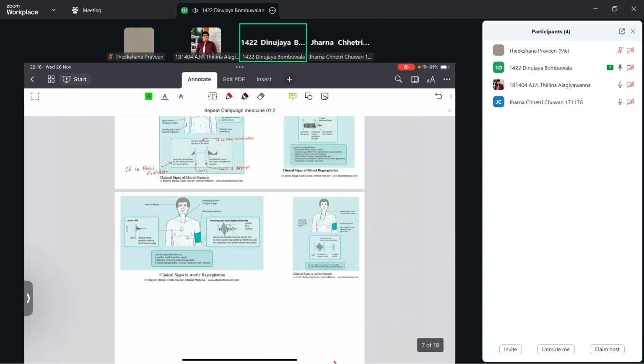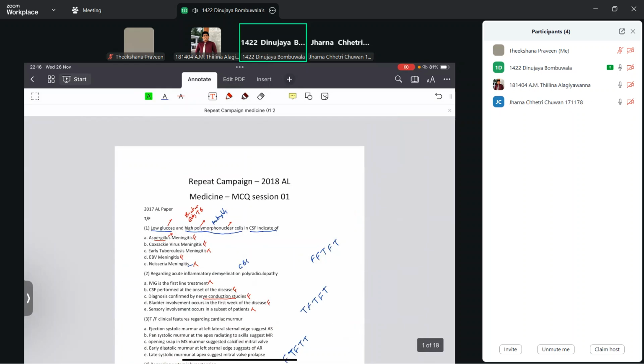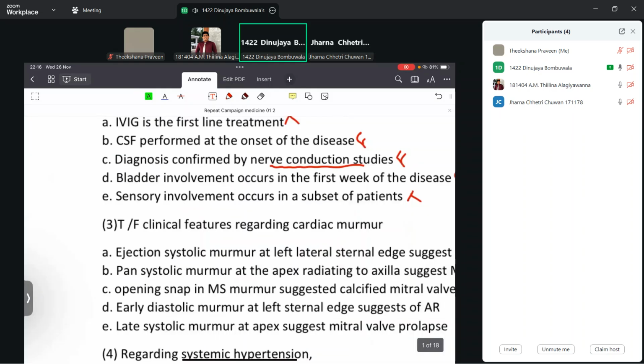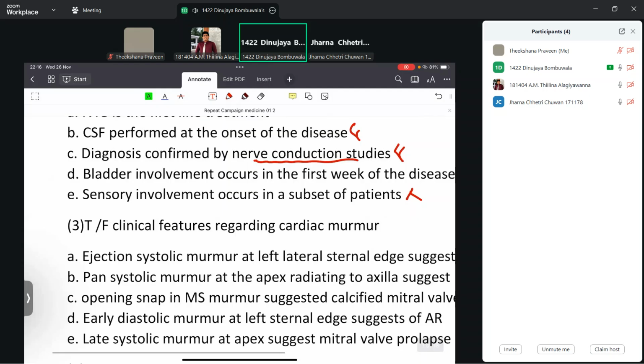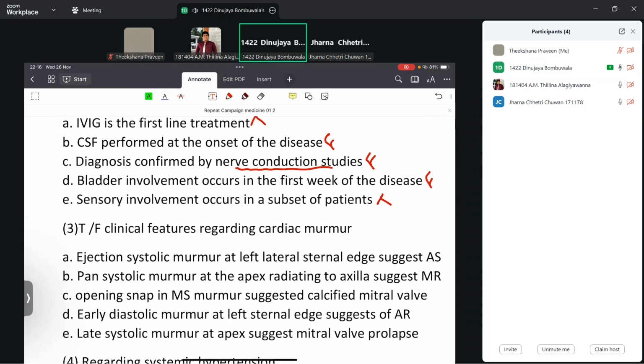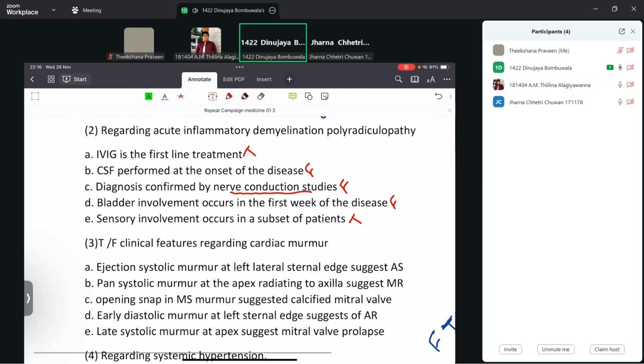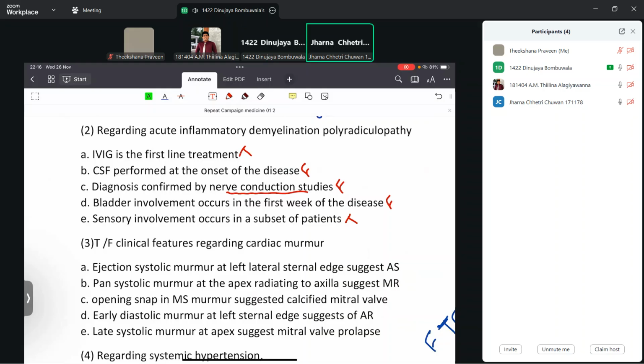So you guys told about these things correctly. Ejection systolic murmur, left lateral sternal edge, suggests AS, it's strong. Left sternal edge, it's in the upper part. Ejection systolic, AS or pulmonary stenosis. Pansystolic murmur at the apex area, opening snap in MS suggests calcified mitral valve. False, calcified.